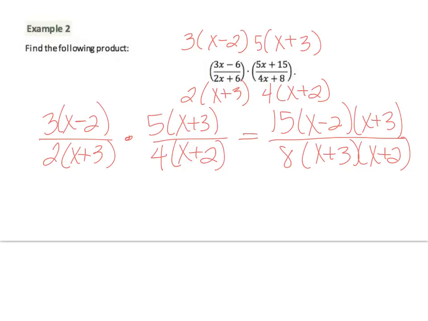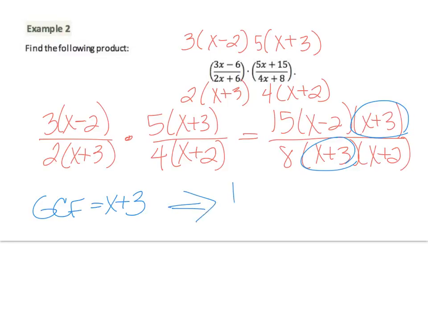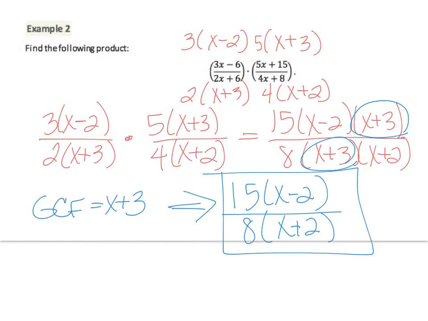Okay, what is my greatest common factor of the numerator and the denominator? It looks like x plus 3, which is cool. So I can divide the common factor from the numerator and the denominator and get the reduced form of the product. So that gives me 15 times x minus 2 over 8 times x plus 2 as my answer.